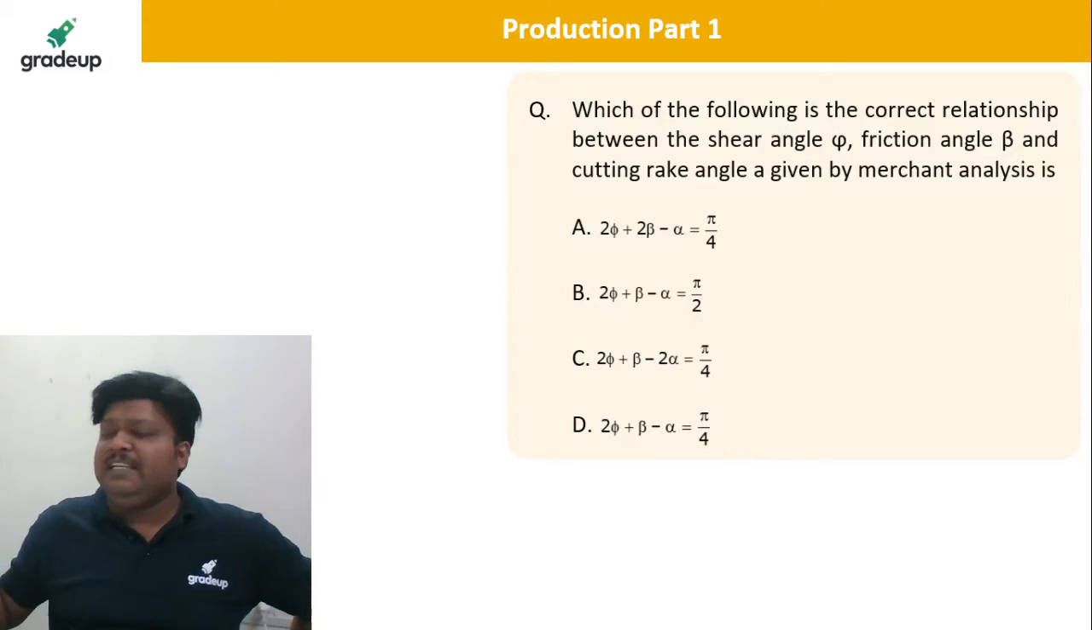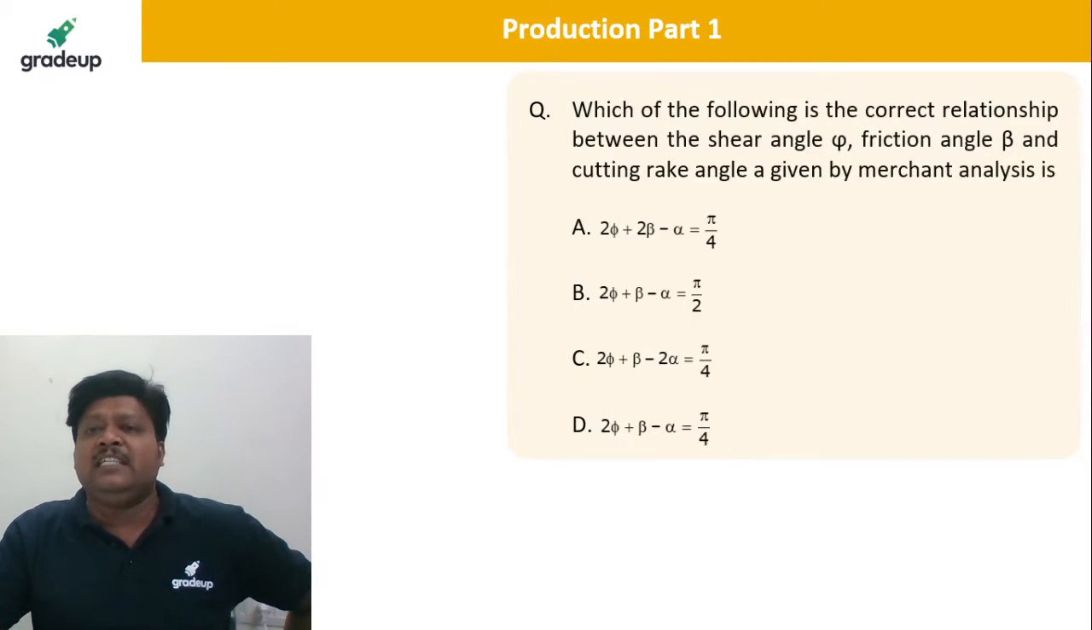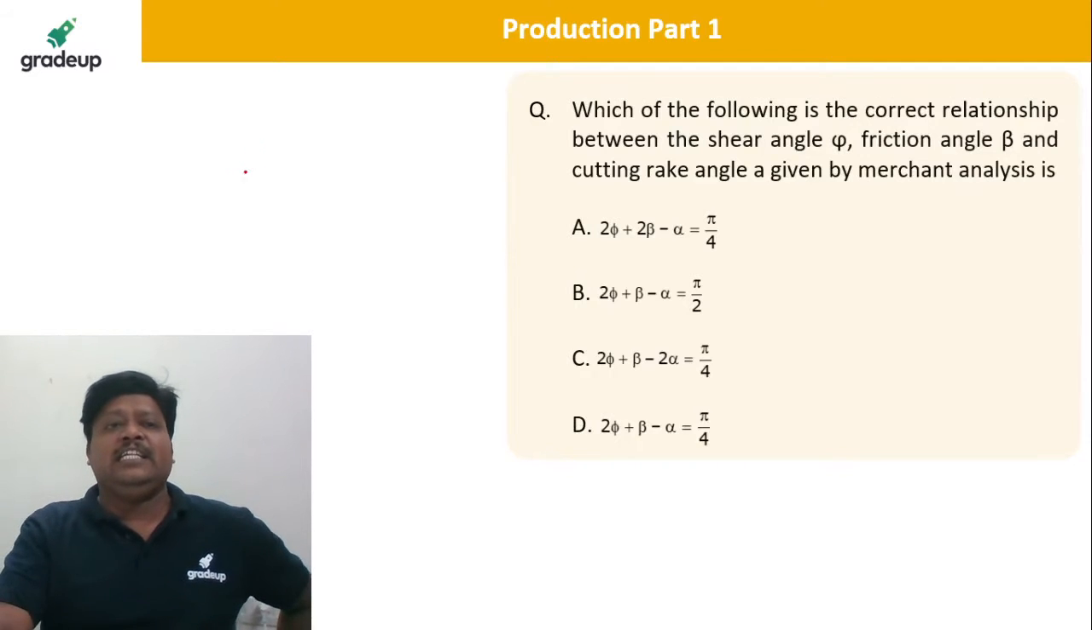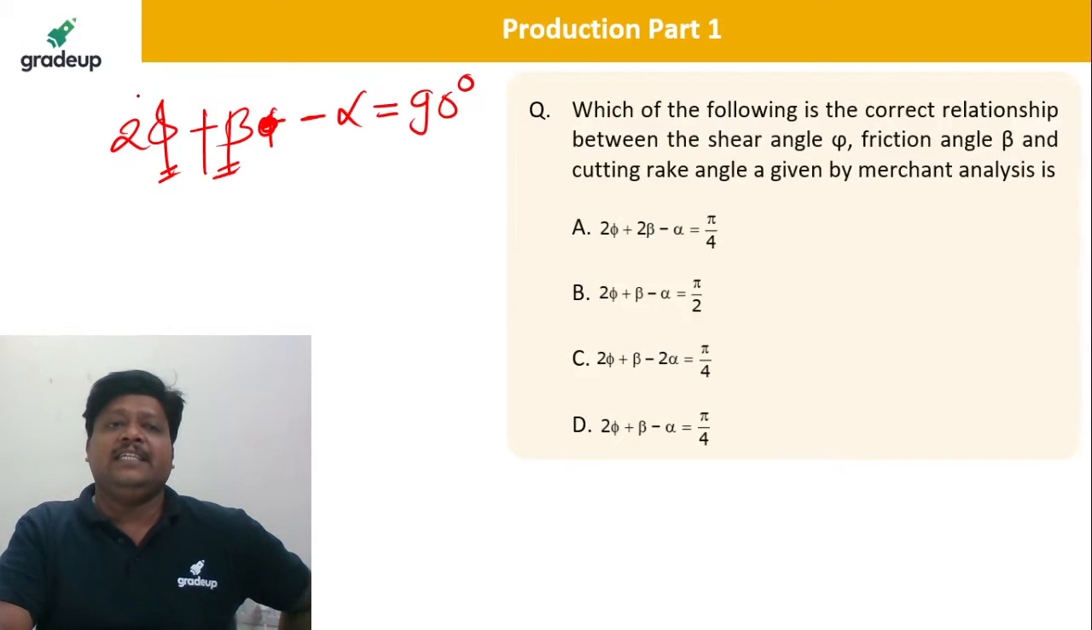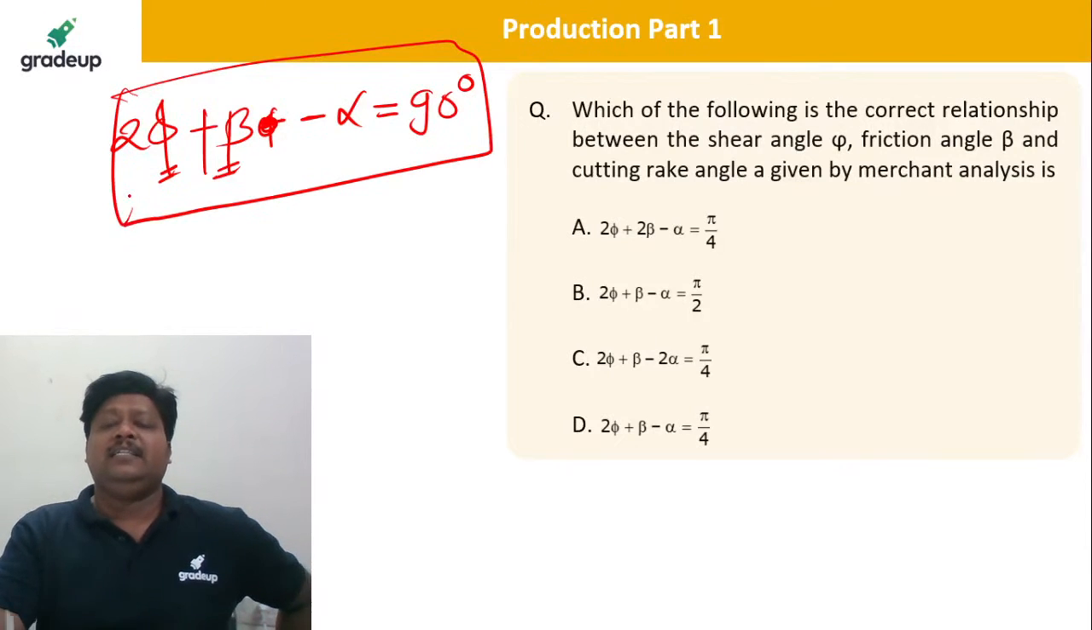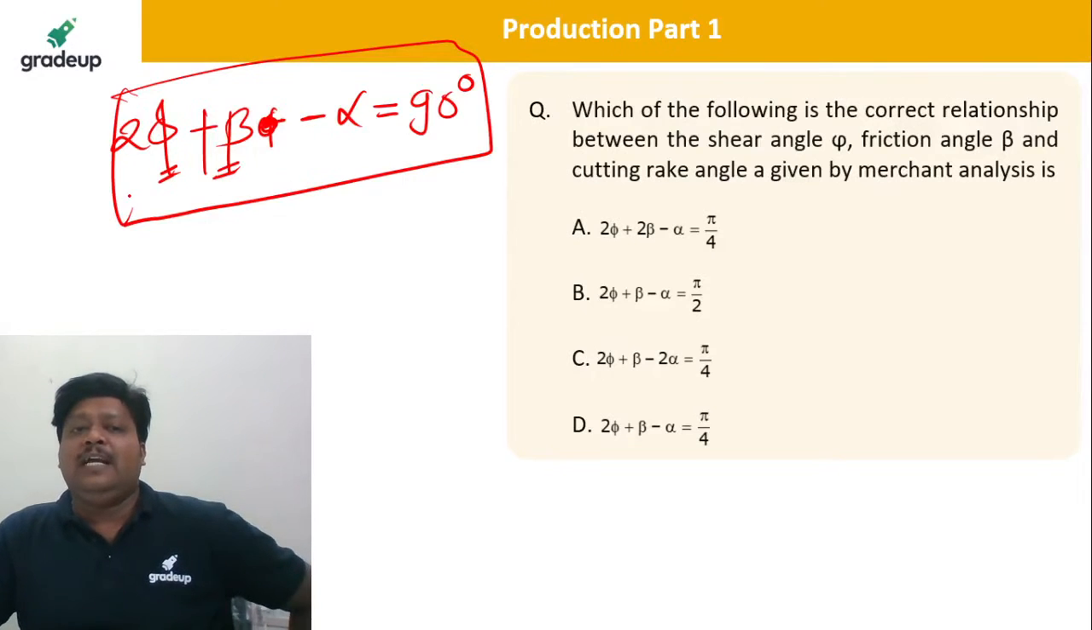Tell me, a very famous equation, that is Ernst and Merchant. This is the equation: 2 phi plus beta, where phi is the shear angle and beta is the friction angle, minus alpha is equal to 90 degrees, that is pi by 2. 2 phi plus beta minus alpha.